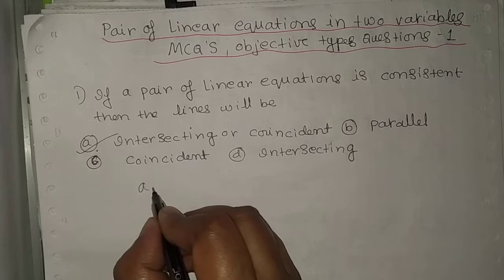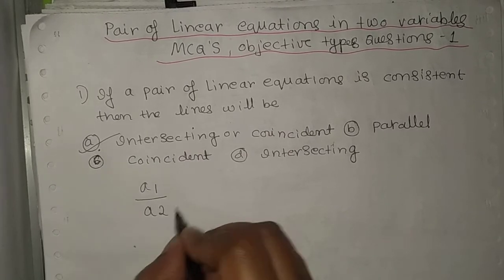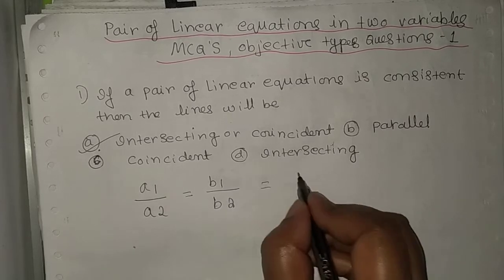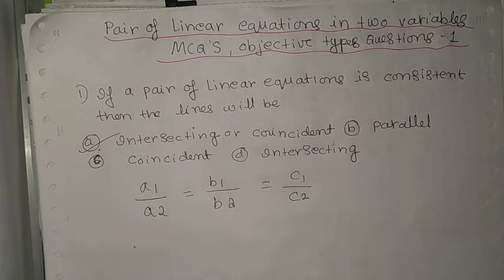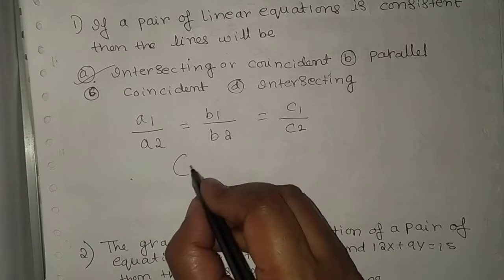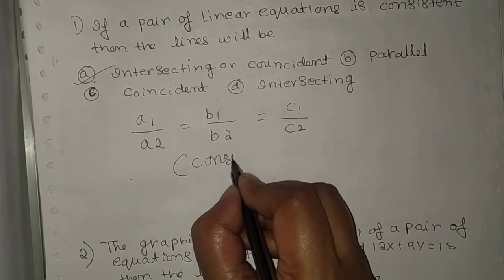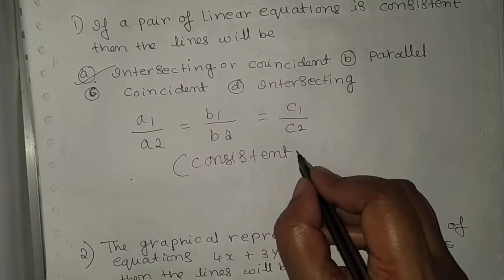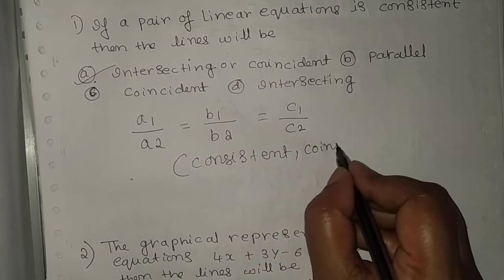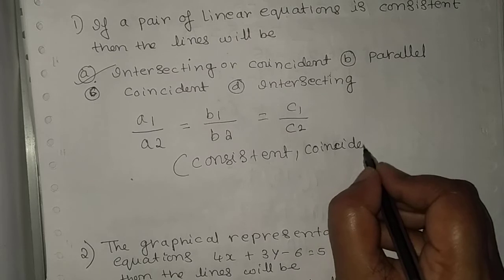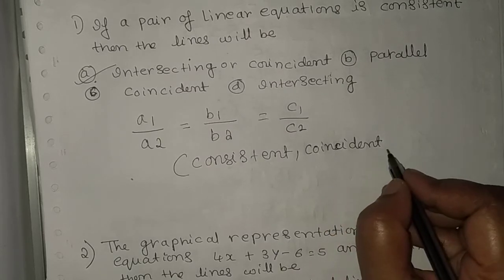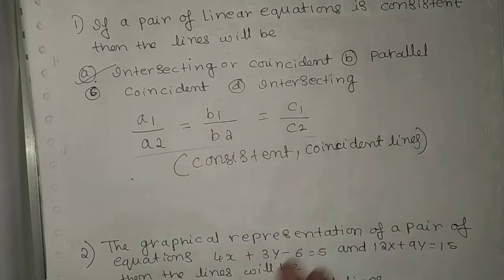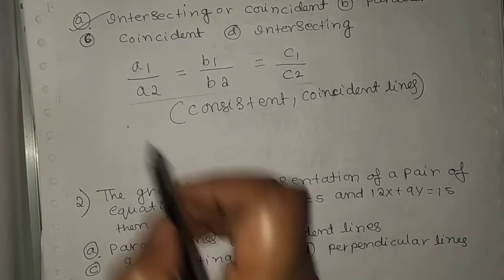And the condition here is a1 by a2 equal to b1 by b2 is equal to c1 by c2. So this is the condition. For this we can write as consistent. The pair of linear equations are consistent, coincident lines. So this is the condition. So option A is the correct answer.